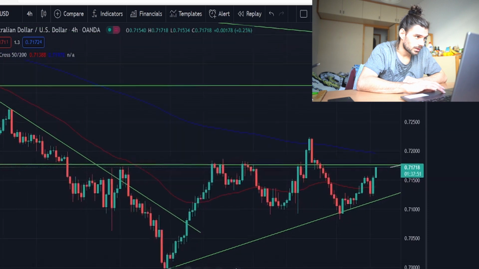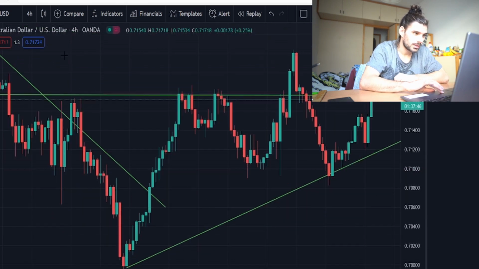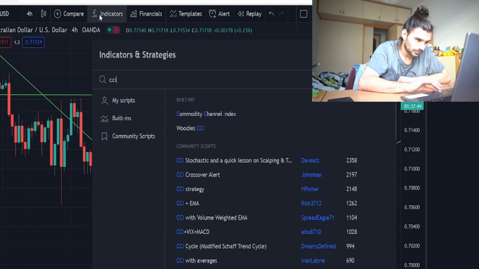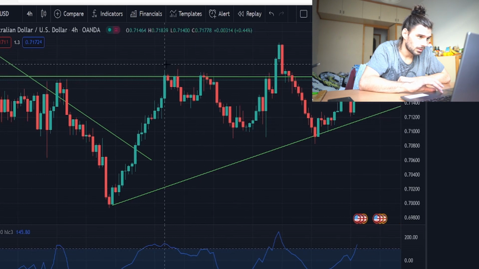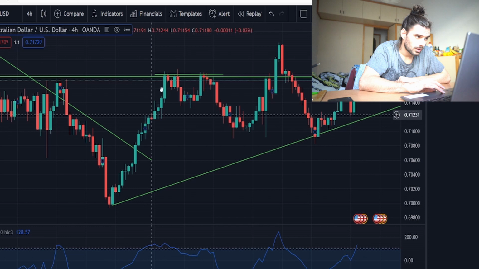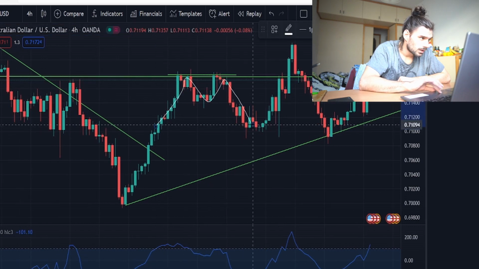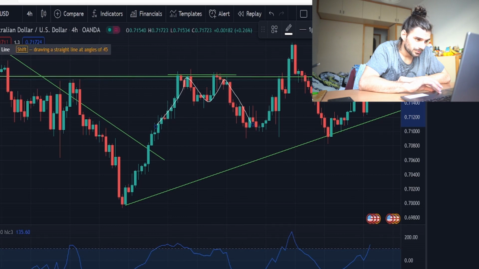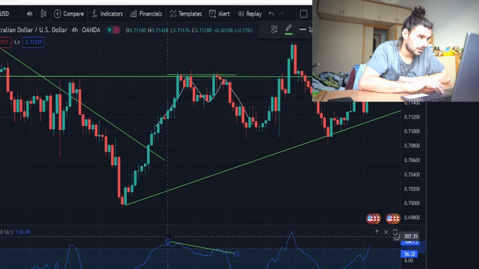but here we broke a little bit past it to reach this green resistance line here. And if we add the CCI on the 4-hour chart, here we saw this double top at this resistance line and pulled lower, and here was a smaller divergence on the CCI, and we started to head lower.